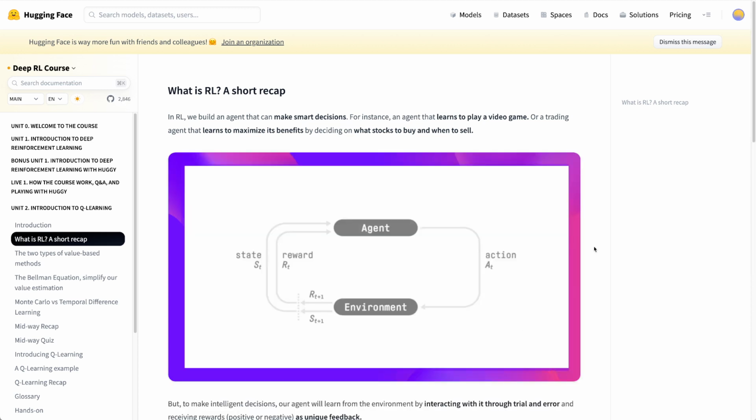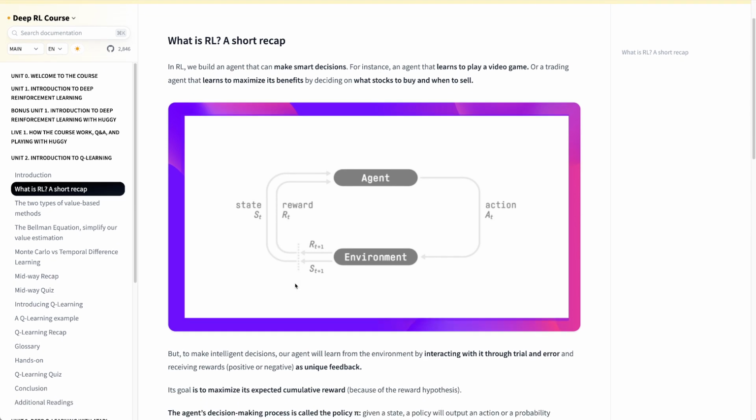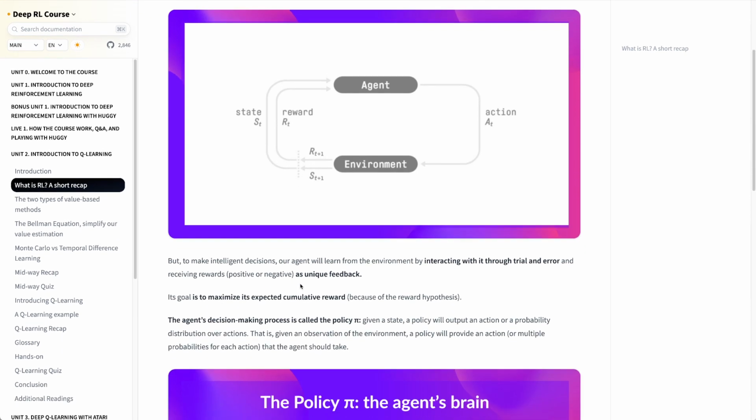What is RL? A short recap. In RL, we build an agent that can make smart decisions. For instance, an agent that learns to play a video game, or a trading agent that learns to maximize its benefits by deciding on what stocks to buy or sell. Here's a picture of a very familiar RL loop. There's an agent, can take some actions in an environment, and the environment returns a state and a reward.